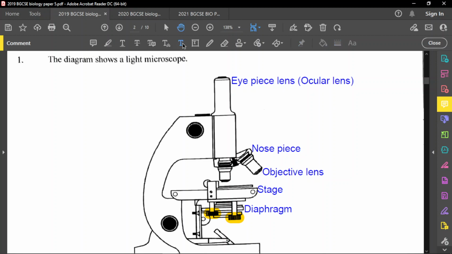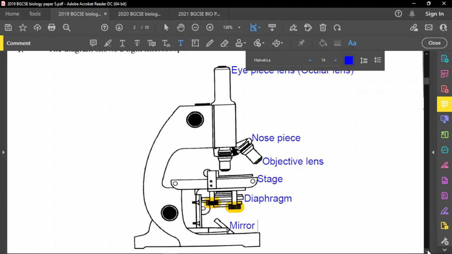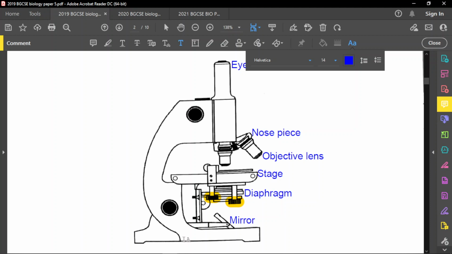All right, another part, the mirror. So this is the mirror right here. And then let's go a little bit down. We have the whole thing right here. This part is called the base. I'll put the name right in it. That's the base right there.